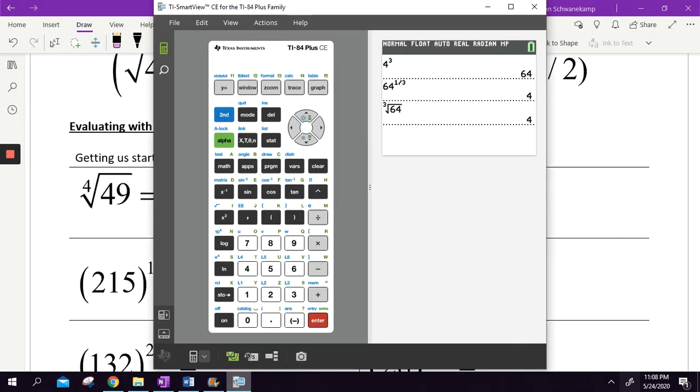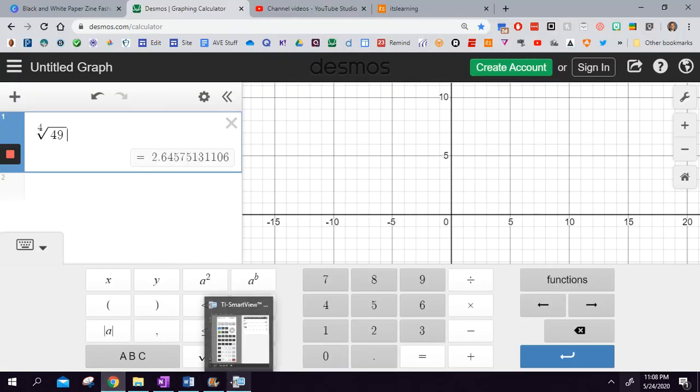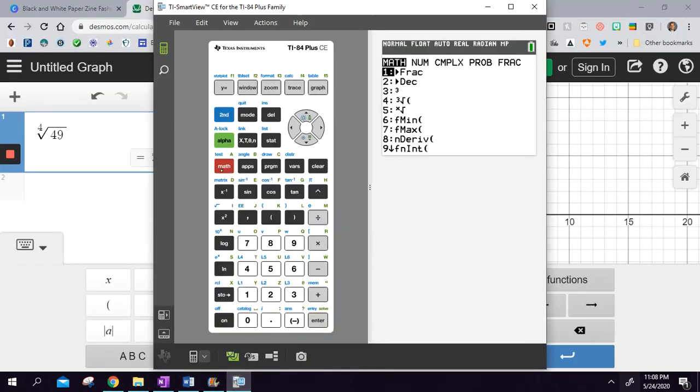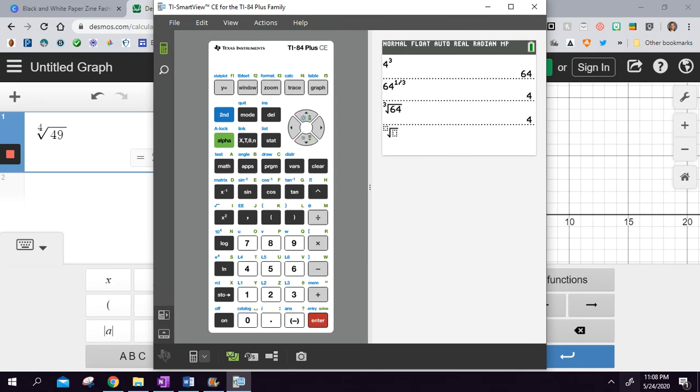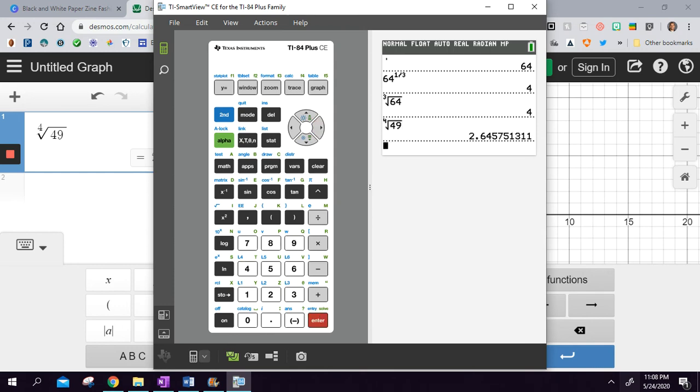That's fine, but that's kind of annoying to do because I had to find that 4th root button on this calculator. I have to hit math and go down to number 5. And then up there I could write 4 and then 49. But it's just because I'm good at this that I know where that is.